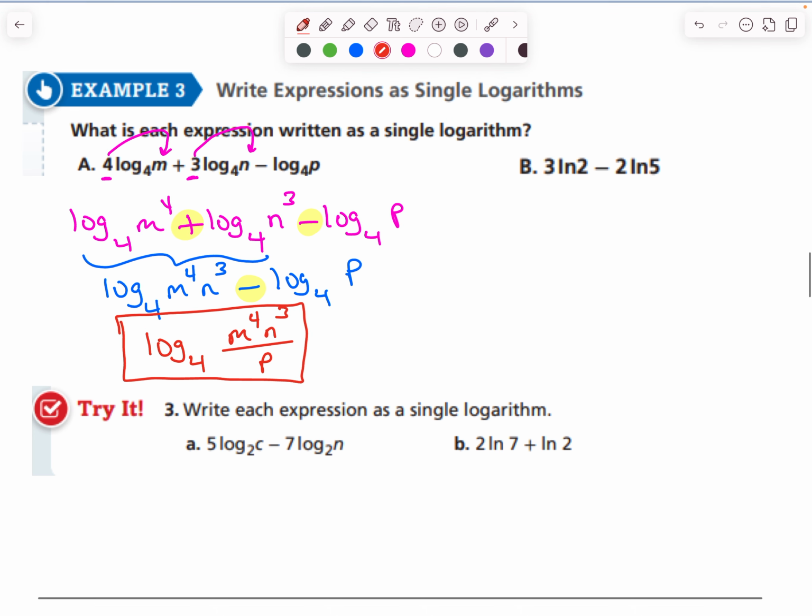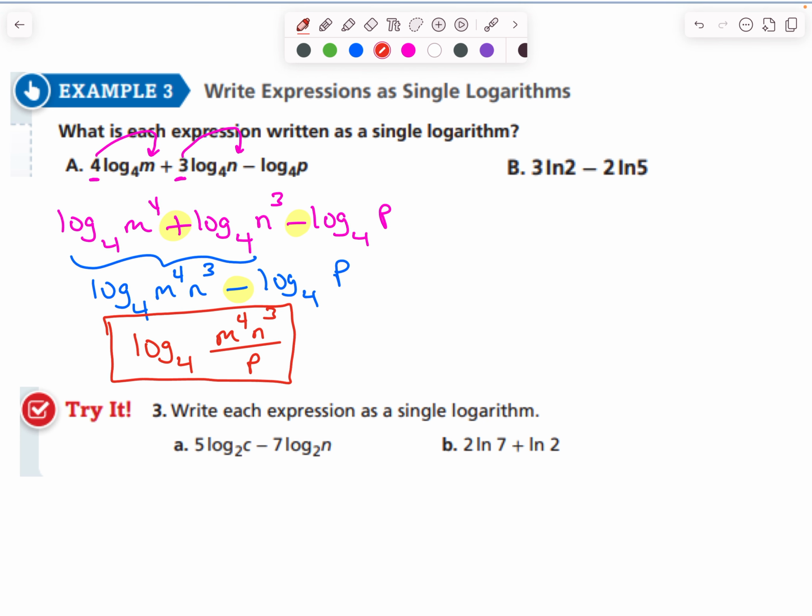So there's kind of a lot going on in that problem. The b part is a little bit simpler. In the b part, we're going to do the same first step. We're going to bring up our 3. We're going to bring up our 2. Remember, those are powers. So natural log of 2 cubed minus natural log of 5 squared, which we can simplify. Natural log of 8 minus natural log of 25.